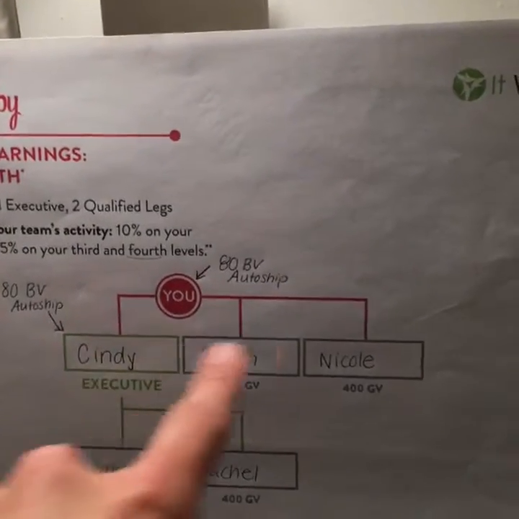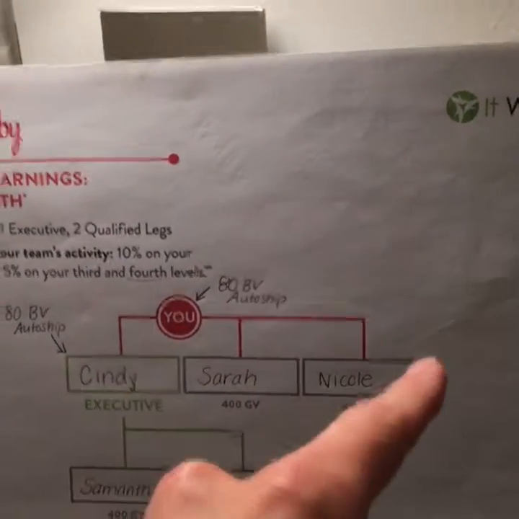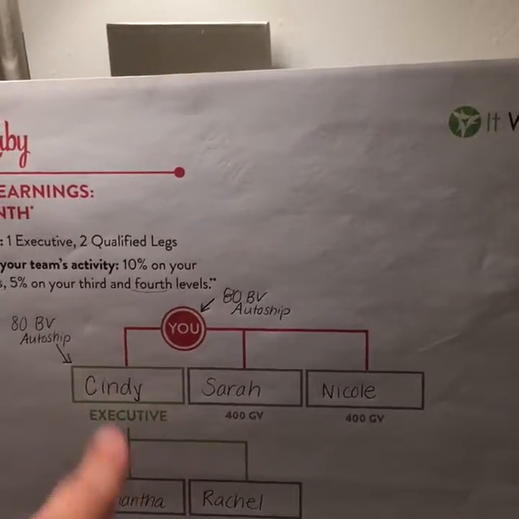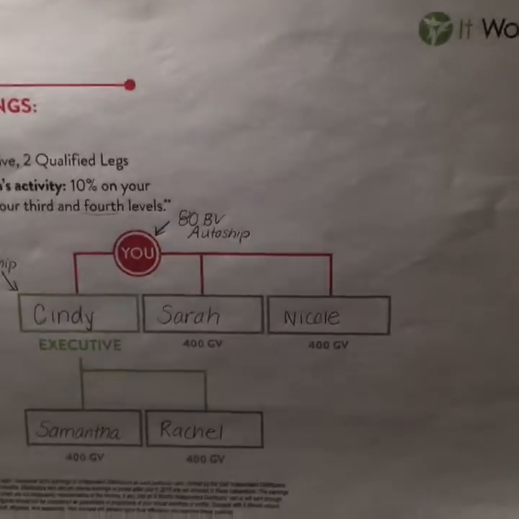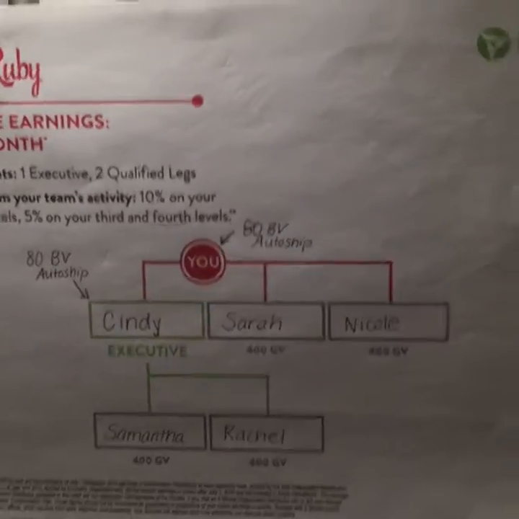So Ruby leg, 3 on your top line, 3 legs, we call these legs, and then one of your legs is an executive leg, and in this case, this is Cindy. Okay? I don't know if there are any questions about that. I just want to go over the basics of that.